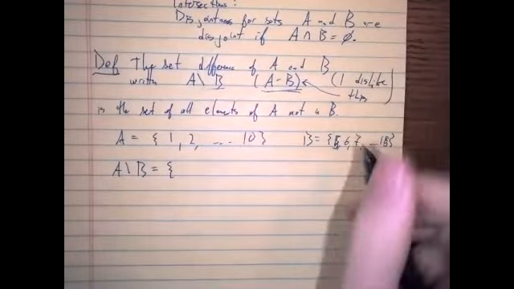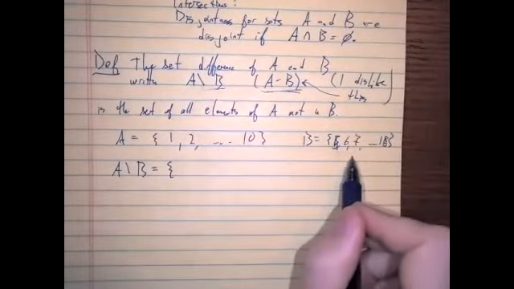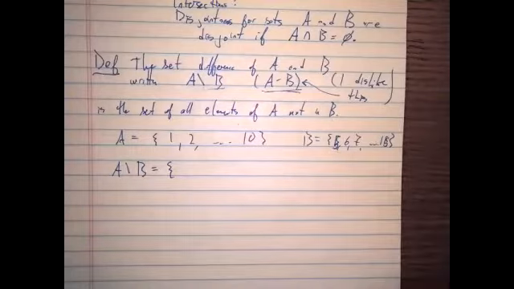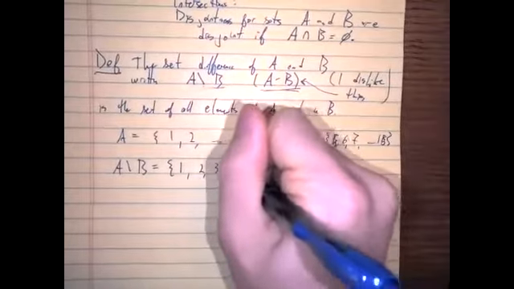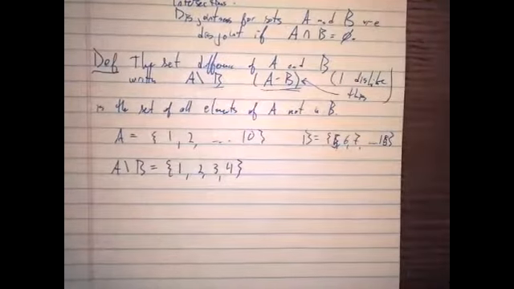So this is a 5, and so 5 and 6 do appear inside B, so they'll be subtracted essentially. So yeah, I'll end up with 1, 2, 3, 4. Good.